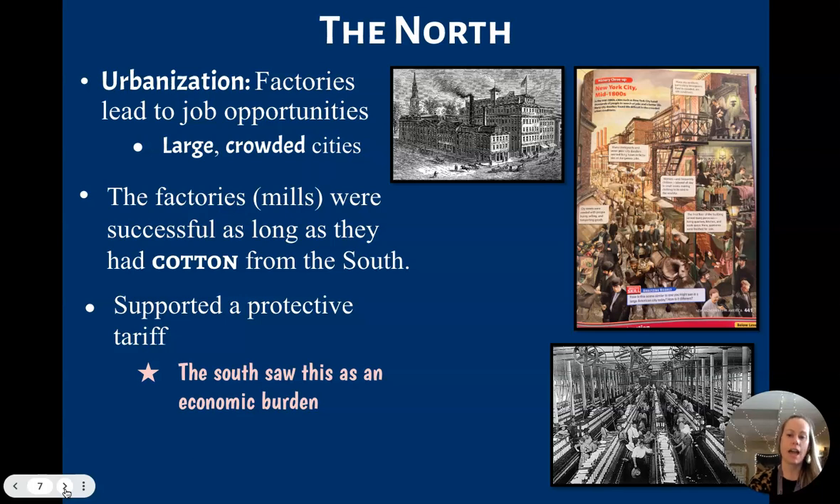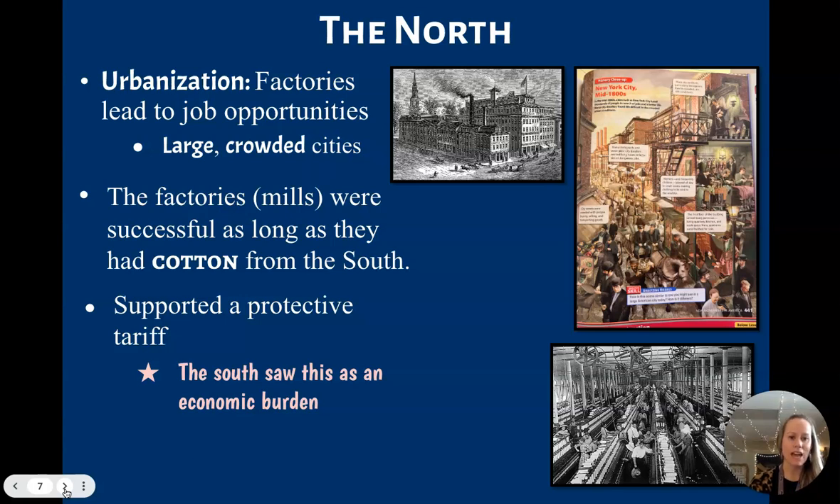So as long as cotton is being grown in the South in the abundance that it is, the factories in the North, or the mills, are happy. And so the North is just implicitly involved in slavery as the South is. They are going to support that protective tariff. We're going to look at that in just a minute. But remember, the South saw this as an economic burden, and so this is kind of causing that tension.